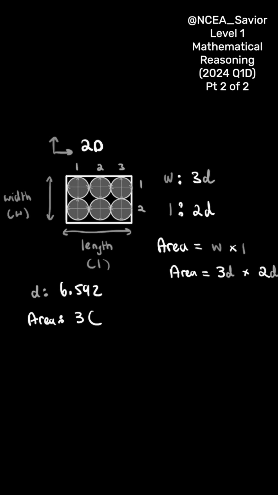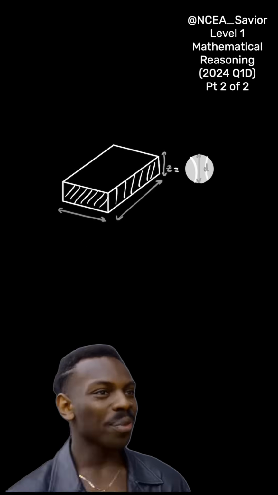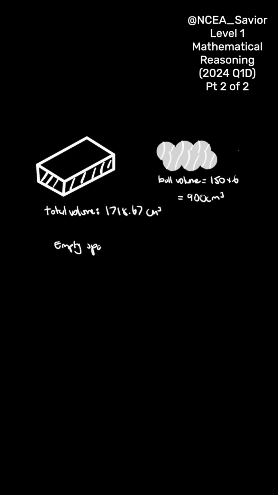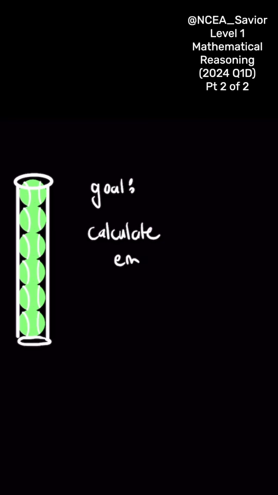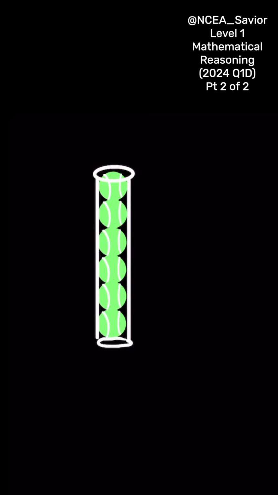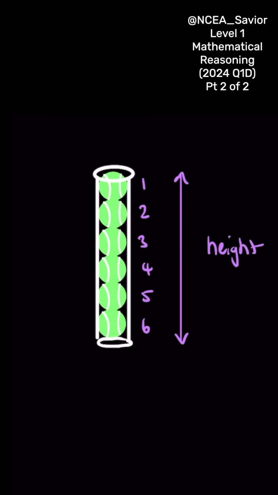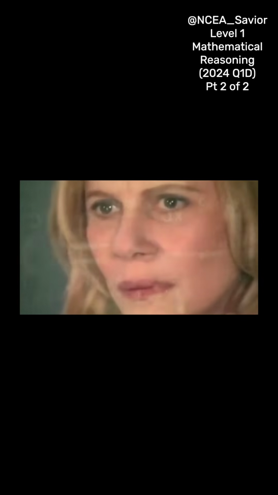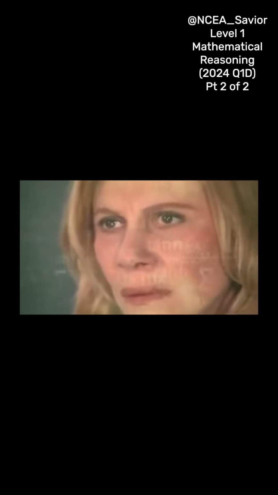Previously, we did some big brain math to calculate the empty volume inside a rectangular box given the volume of a tennis ball. This time, we're switching it up and calculating the empty volume of a cylindrical tube. Sounds like fun, right? So, looking at the tube, we see that 6 tennis balls are stacked up, making up the height of the tube.